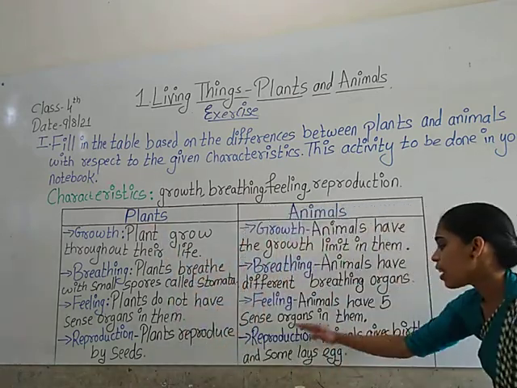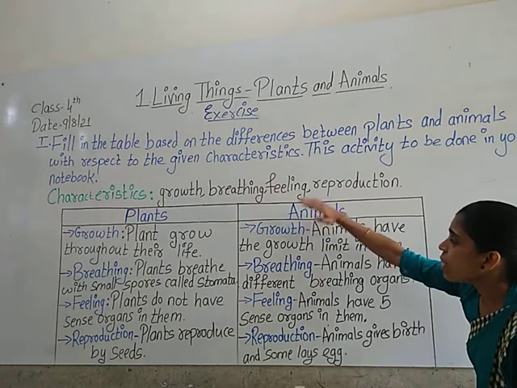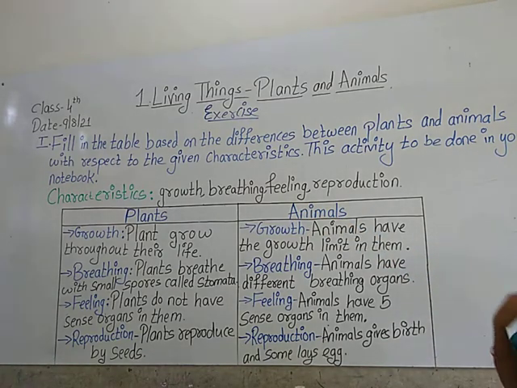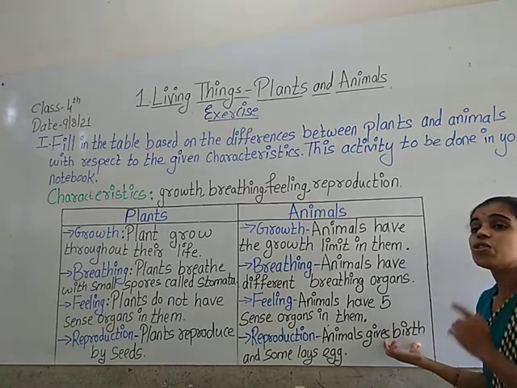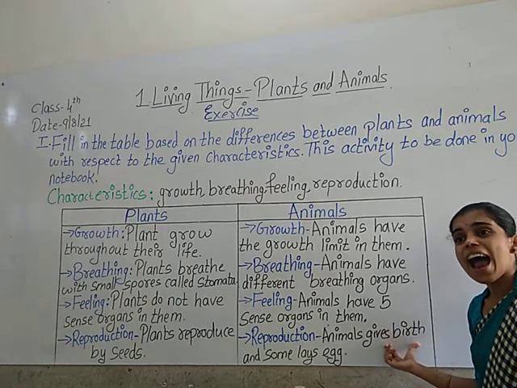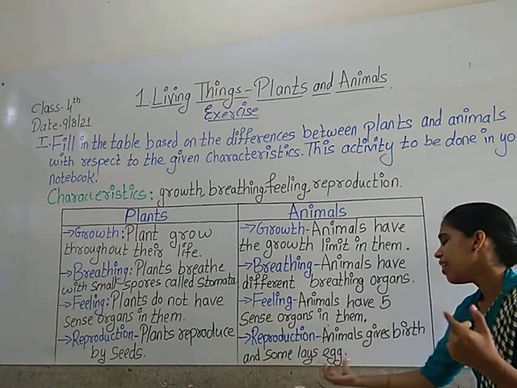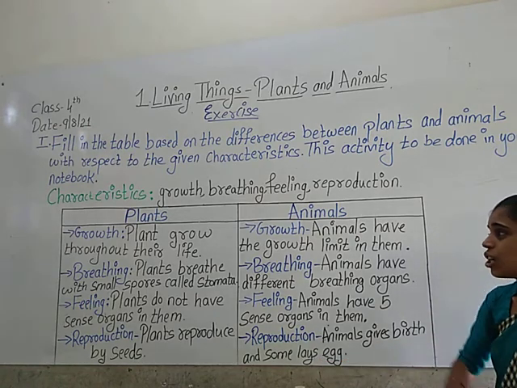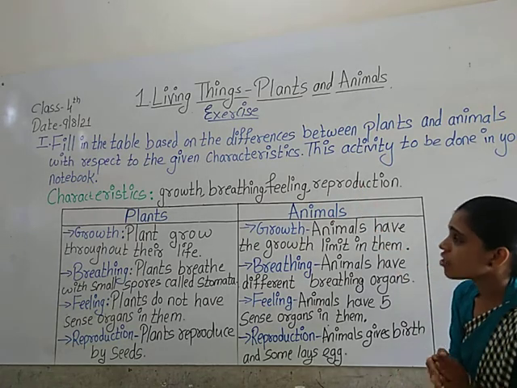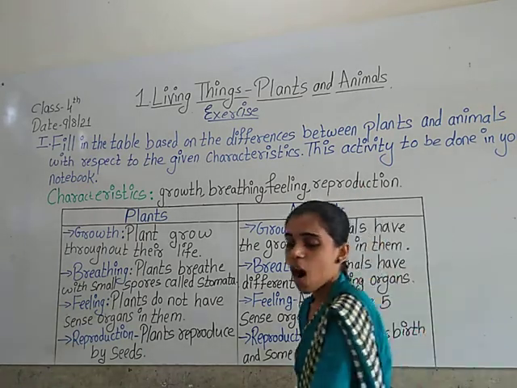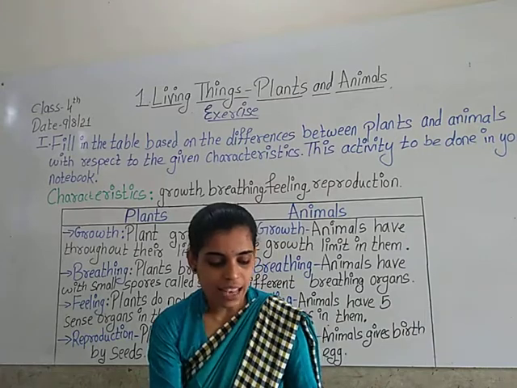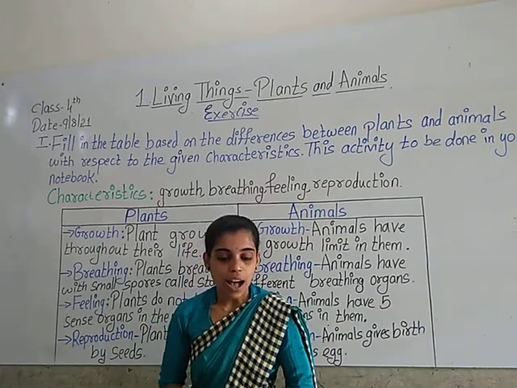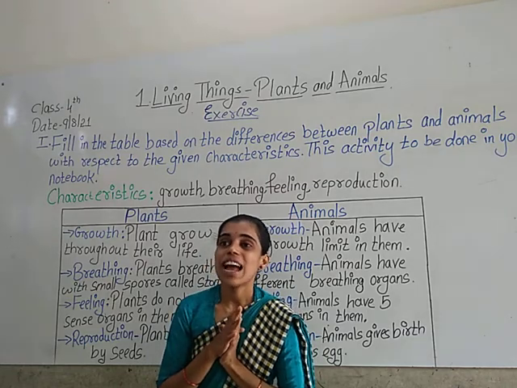Next one, reproduction on the animal side. The animals can give birth to small babies, and some animals lay eggs. This is the reproduction in animals. So children, this is all about the exercise from your EVS textbook, page number 170.